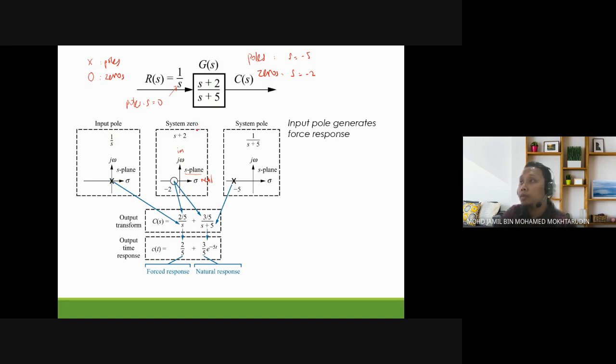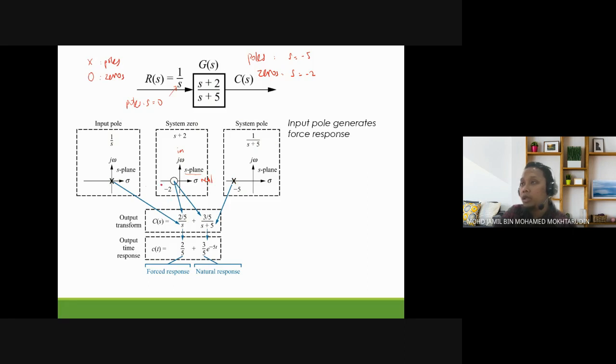And then we can also plot the system zero. For the system G(s), we have zero equals -2, so we can plot -2 on the s-plane. Here it uses a circle to represent the zero. And then we can plot the pole, which is -5, so it uses a cross.